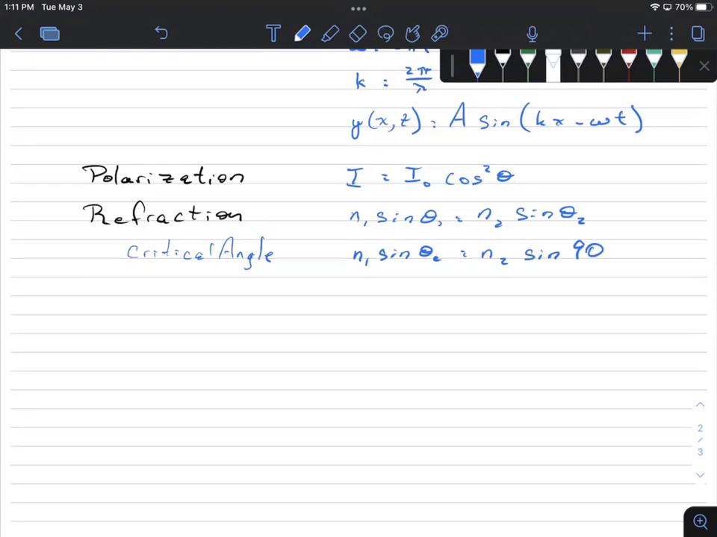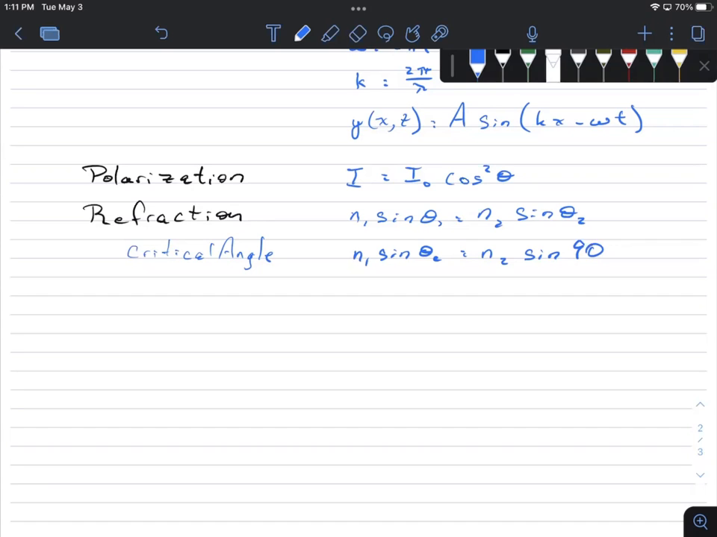And then we use that to calculate the critical angle. So it's not a separate equation, even though a lot of textbooks like to show it as a separate equation. It's just Snell's law under the special case where theta 2 is 90 and theta 1 is what you want.